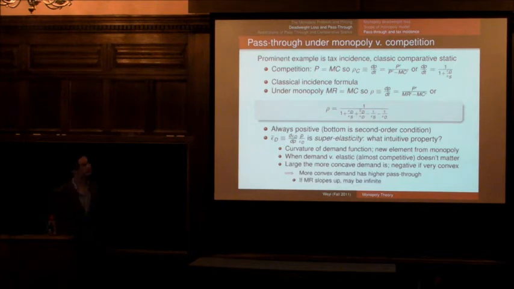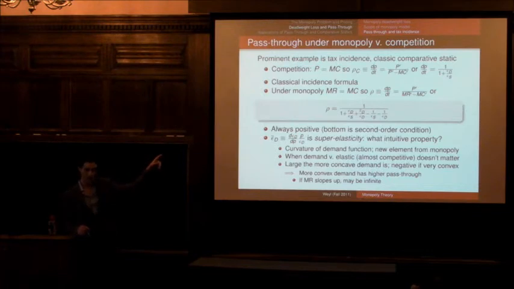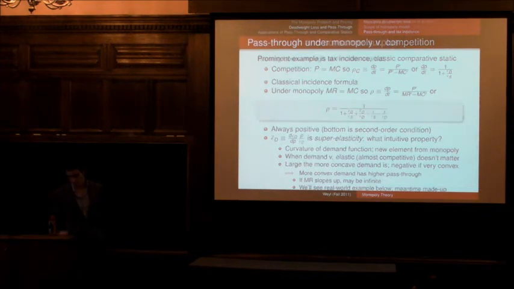And in fact, if the marginal revenue curve slopes up relative to the demand curve at some point, the second order condition can fail to be satisfied, that bottom thing can fail to be positive, and then that'll mean that there will be an infinite pass-through over some range, that there will be a discontinuous jump in prices with a cost change for a small amount. And I'll actually show you a real-world example of that in a moment.